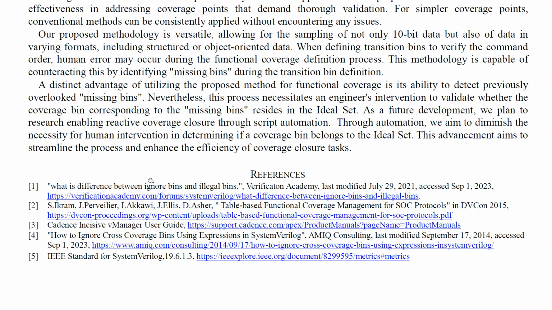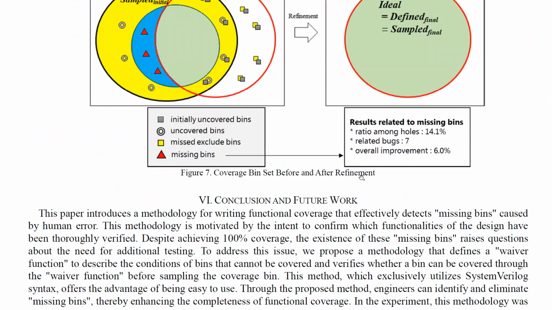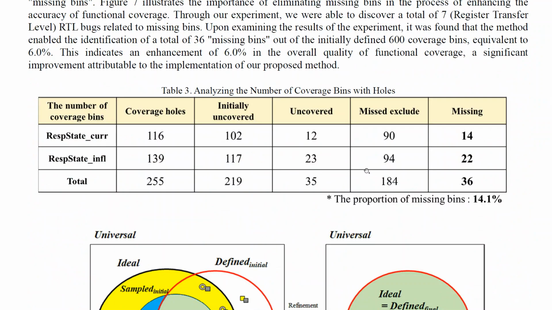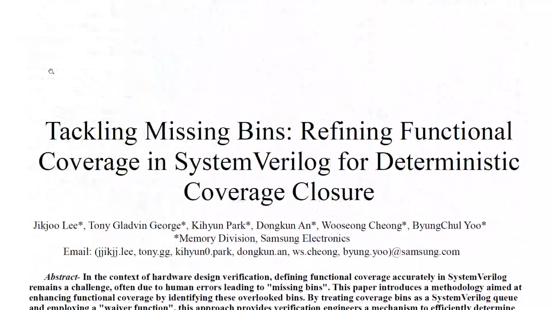Okay, so there are five references. Today I read this paper titled "Tackling Missing Bins: Refining Functional Coverage in SystemVerilog for Deterministic Coverage Closure."